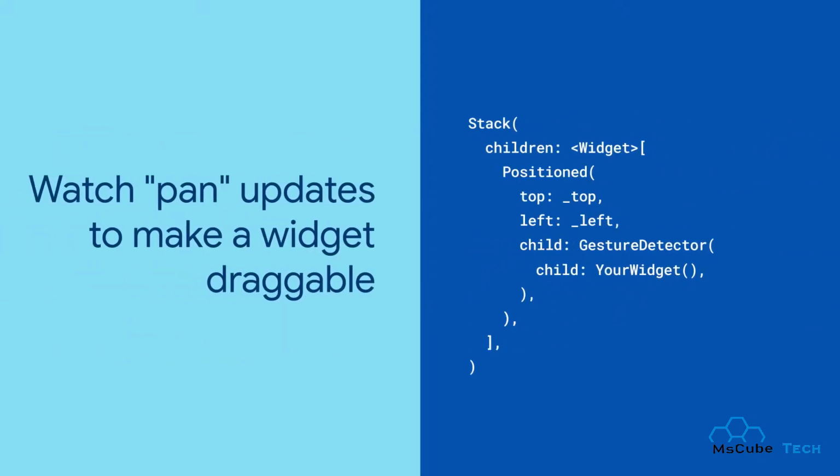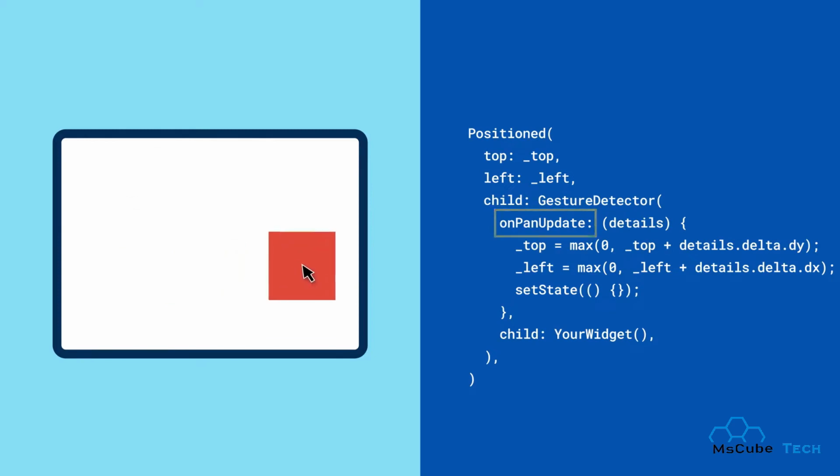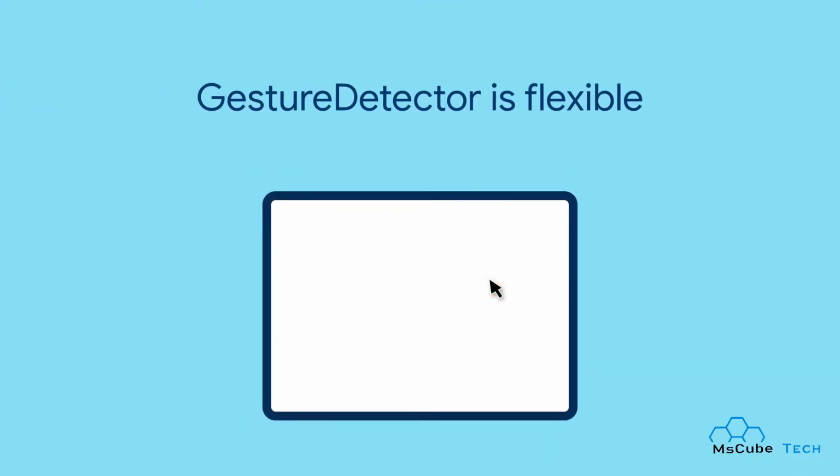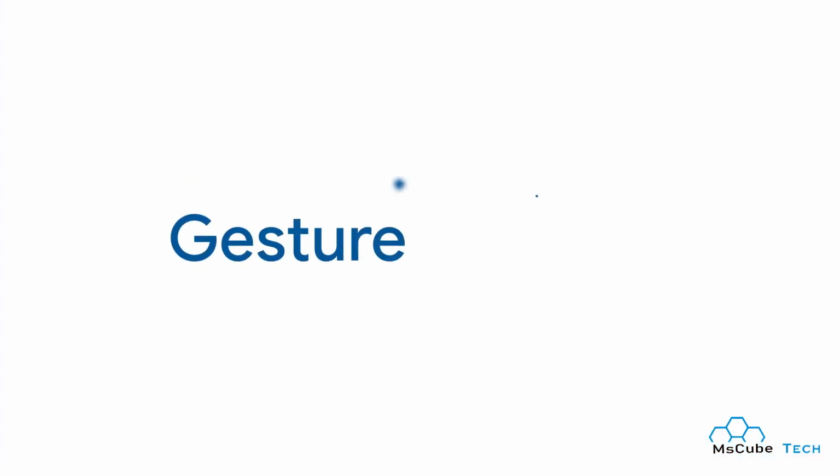For example, place your Gesture Detector wrapped widget within a stack's positioned widget. Then use onPanUpdate to make your own draggable. Gesture Detector is extremely flexible. It can watch clicks, double clicks, long clicks, swipes, drags, and even pinches or zooms. So next time you need something interactable and a stock button won't do, reach for Gesture Detector.